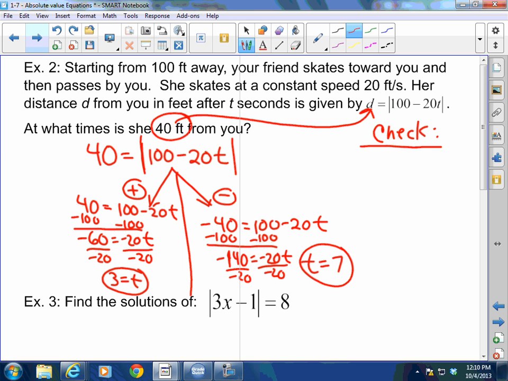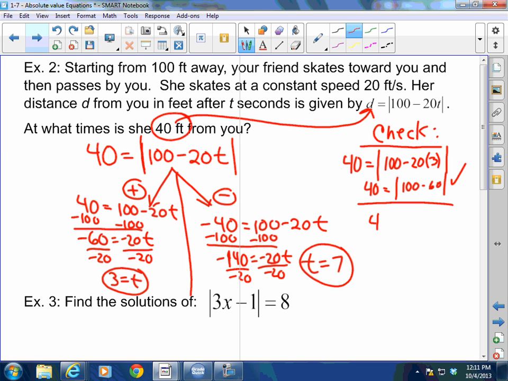Now we must check it, because you can sometimes get a solution, but it doesn't work, and that's called an extraneous solution. So let's check. 40 equals absolute value of 100 minus 20 times t is 3. Let's see if that works. 40 equals absolute value of 100 minus 60. 100 minus 60 is 40. The absolute value of 40 is 40, so that works.